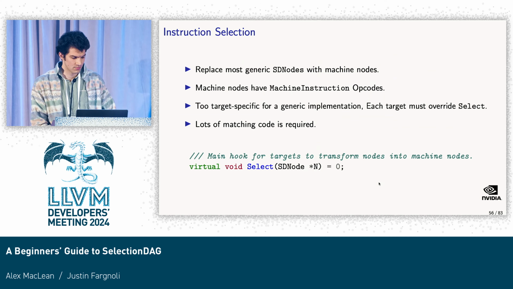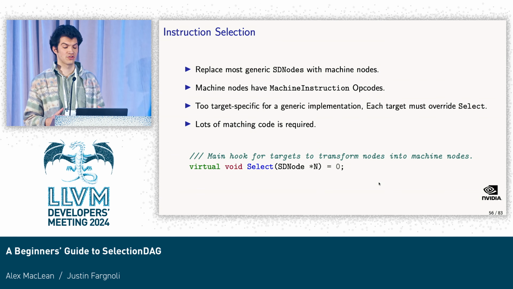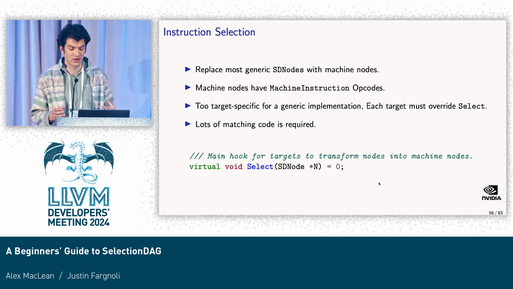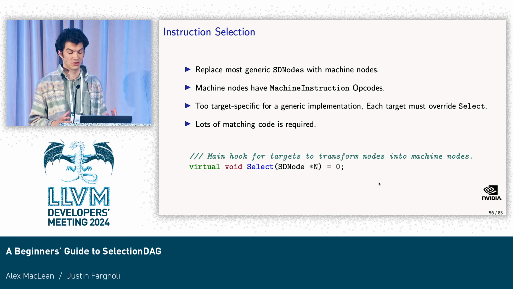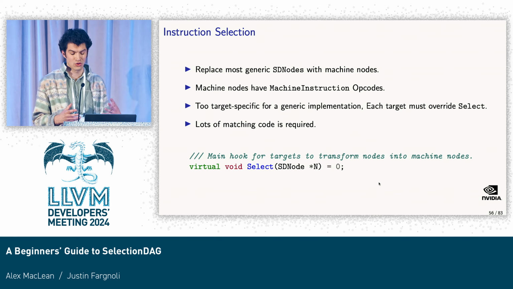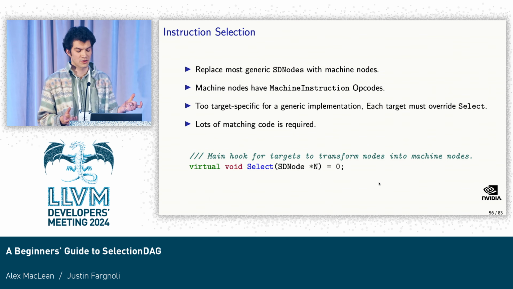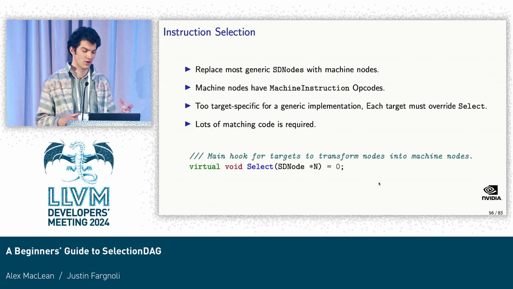Now, Alex will talk about instruction selection. All right, so now that we have legalized and to some extent optimized our DAG, it's time for instruction selection. So during instruction selection, we're going to replace most of the generic SD nodes with machine nodes. And machine nodes are just like normal SD nodes, except that their opcode is a machine instruction opcode. So they directly correspond to some machine instruction.